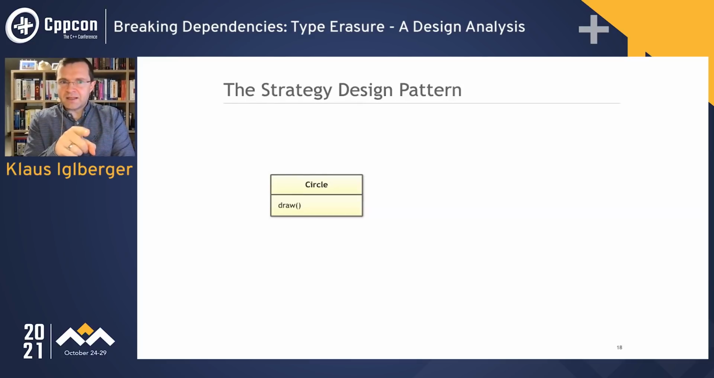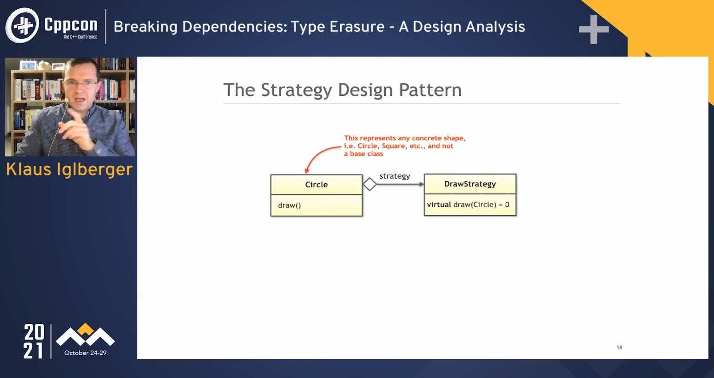You have something that couples too strongly, you have something that potentially changes, and that variation point, that aspect, is extracted. Okay, and traditionally by means of some kind of base class. I forgot to mention that this circle is, of course, a representative of any concrete shape. Could be a square too, could be an ellipse, a rectangle, of course.